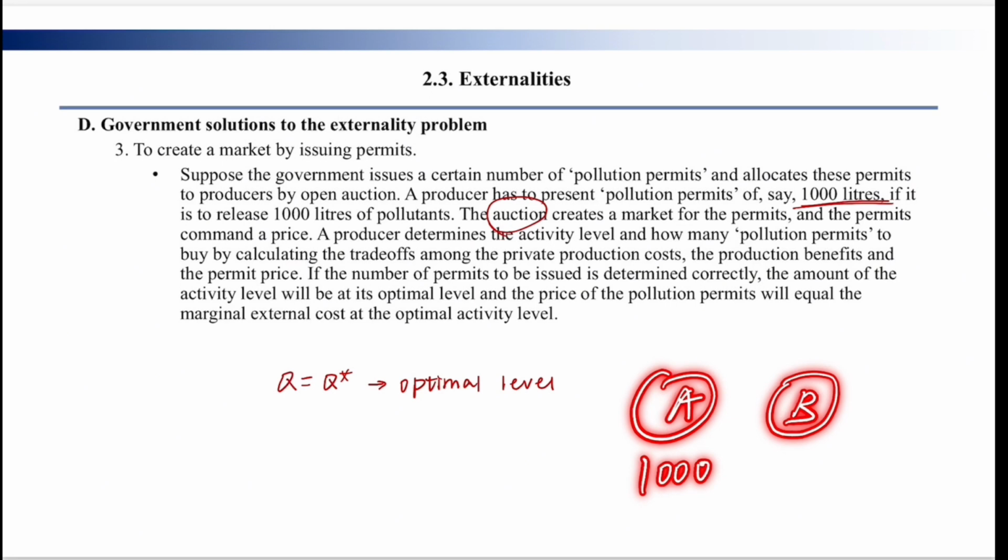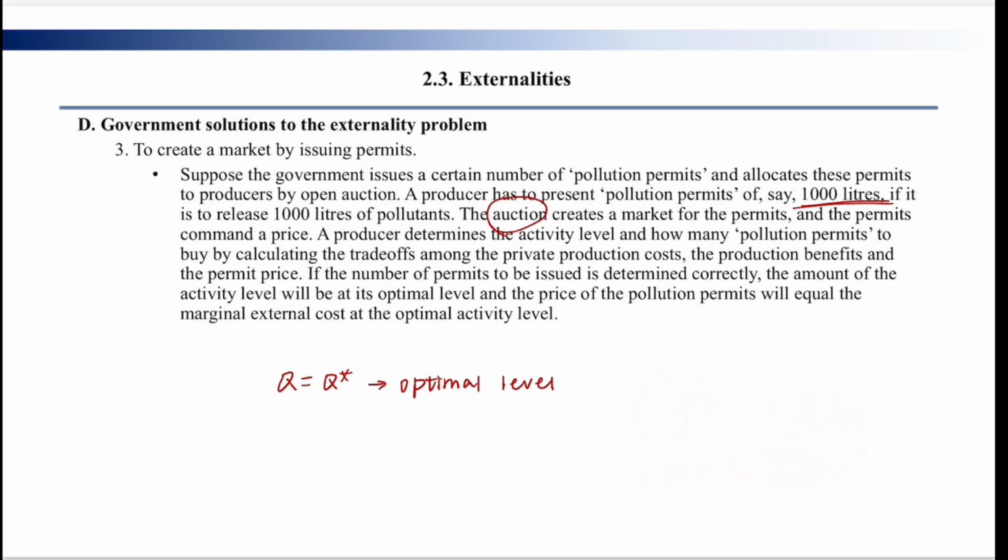The first option is that it discharges 500 tons and treats the remaining 500 tons by itself. And the second option is that it directly buys 500 permits from factory B. So if I give these 500 permits to factory A, it will have 1,000 permits, and it can discharge all the pollution without having to treat it by itself, right? So let's look at this example.